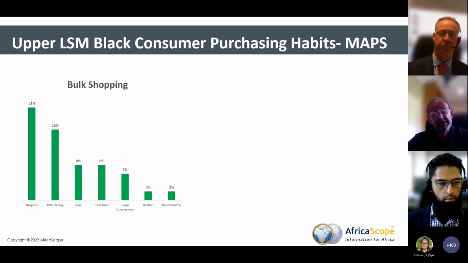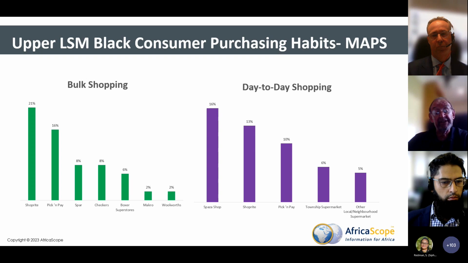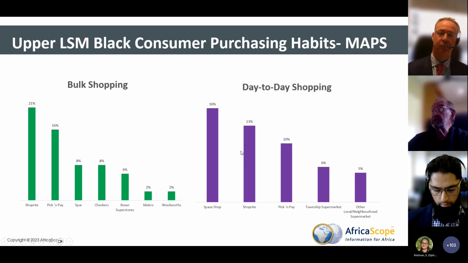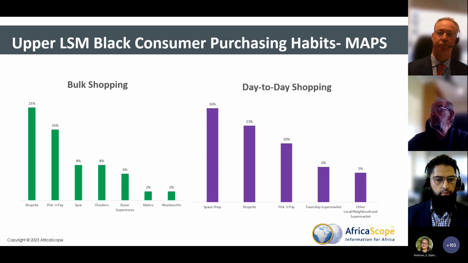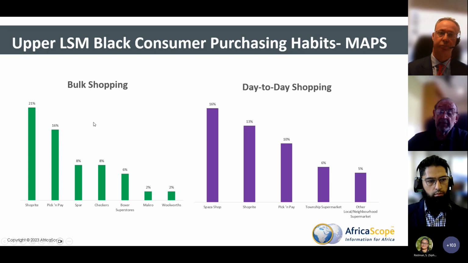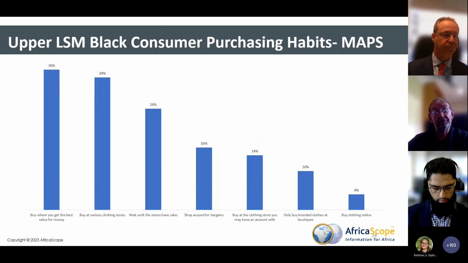We need to also understand the shopping patterns and where they're shopping. If we look at where they're doing their bulk shopping, it's ShopRite, Pick n Pay, Spar, Checkers, Boxer, Makro, and to a lesser extent Woolworths. In terms of their day-to-day shopping, the spaza shop is significantly important, even with the upper income Black consumers. Very much more so with lower income Black consumers, obviously. Then ShopRite, Pick n Pay, the township supermarkets, and other local shopping malls. Now, it's important to see that those retailers that are reaching out to the township areas are definitely gaining market share, and we see that significantly in the future.